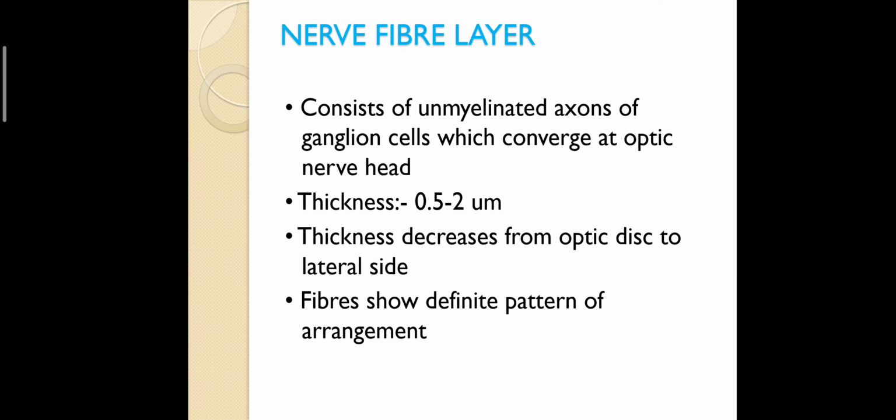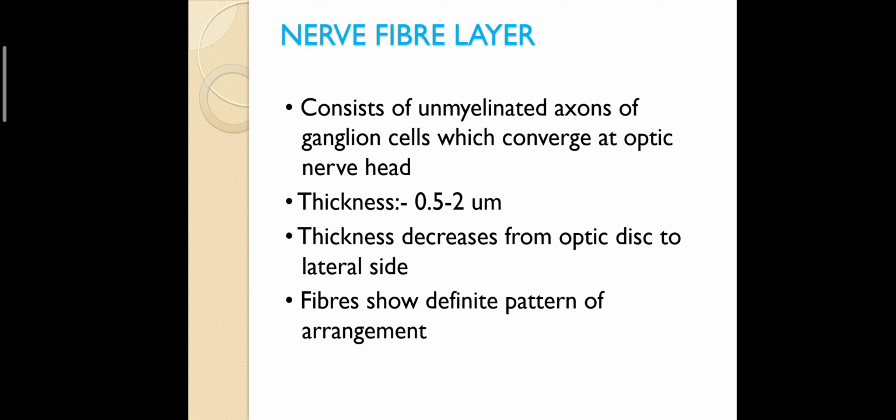Then comes the nerve fiber layer. Nerve fiber layer is nothing but axons of these ganglion cells. So dendrites are synapsing with the bipolar cells, whereas the axons are forming the nerve fiber layer, and they are unmyelinated. This is important because in some cases they can get myelinated, and you can see the color of the retina appears to be white in some parts, because myelination will lead to white color of the nerve fiber layer.